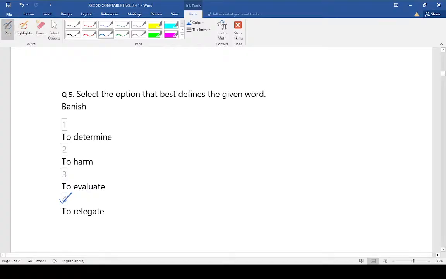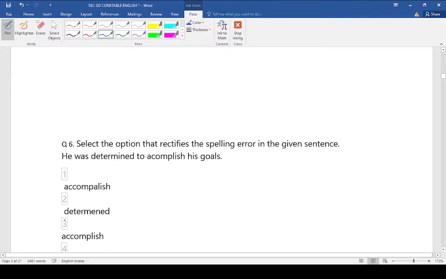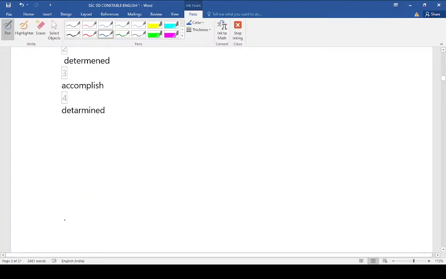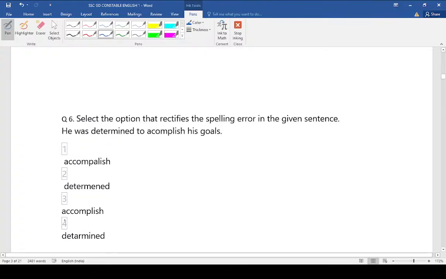So next question, we will go with the sixth question. Select the option that rectifies the spelling error in the given sentence. He was determined to accomplish his goals. So here in the sentence we have the spelling mistake. Which word is given as misspelled? That is supposed to be found out. He is correct. Was is correct. Determined is correct. To is correct. So his and goals are also correct.